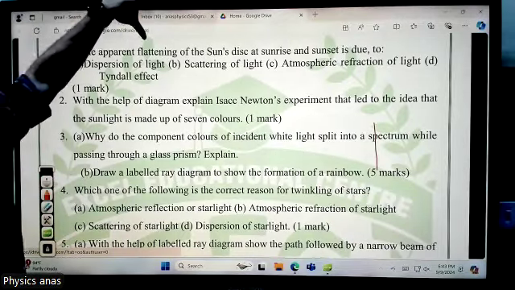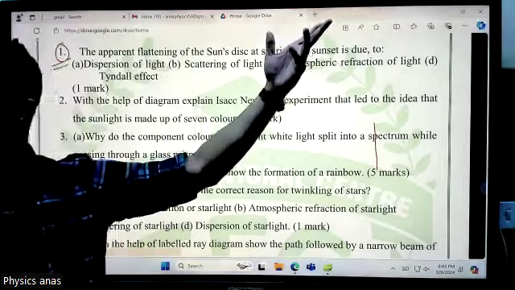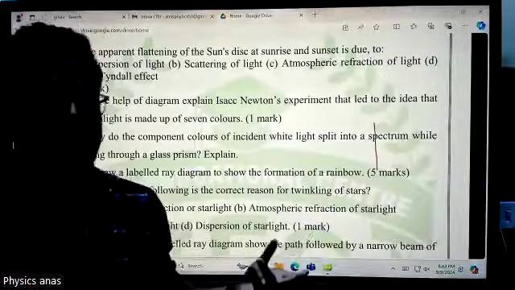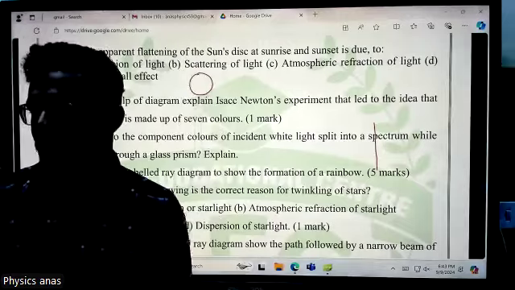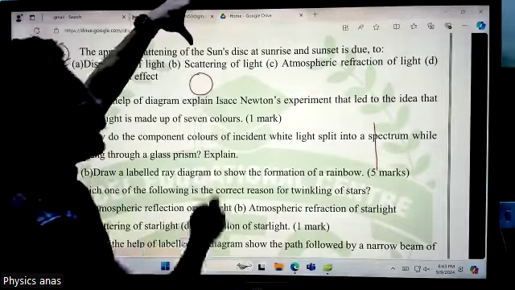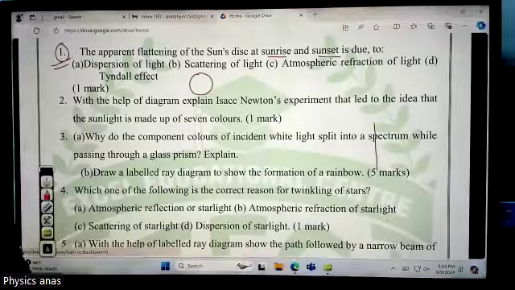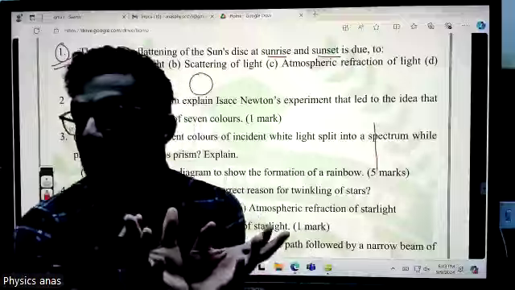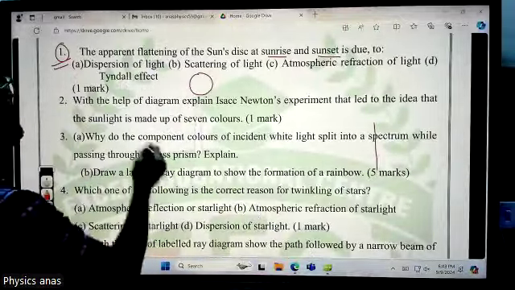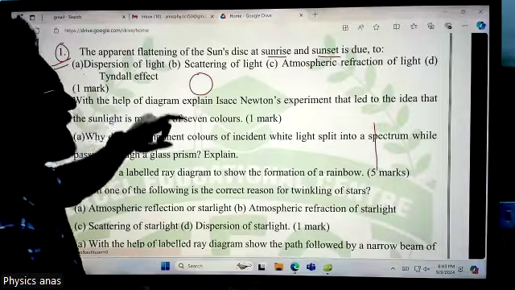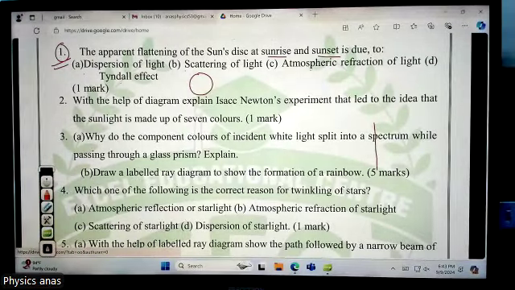The apparent flattening of the sun's disk. What is this sun's disk? Sun has a disk. Does sun have this disk? No, this is just the shape of the sun. That is the disk of sun. So the flattening of the sun's disk at sunrise and sunset is due to what? Why are we seeing the sun as a large disk at sunrise and sunset? That is the question. Is it dispersion, scattering, atmospheric refraction, or Tyndall effect?